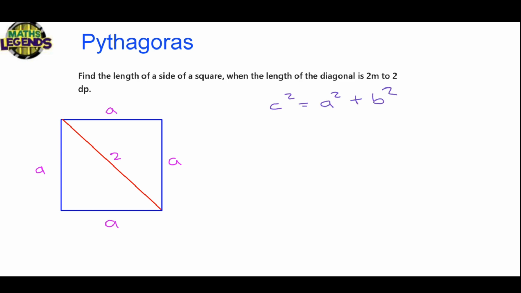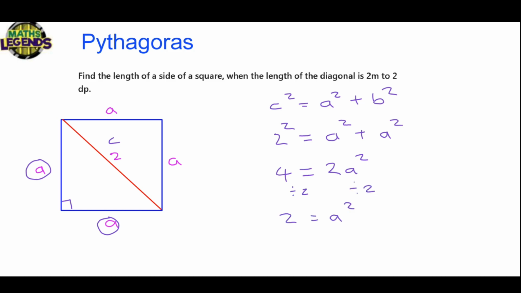plus b squared. Now here, in this case, we know that our a and b, for this right-angle triangle here, are the same. So we can replace this with a squared plus a squared is equal to c squared. Now c is 2, so we can replace that with 2 squared. So we have 4 equals 2a squared. So we simplify, we divide both sides by 2, so we're left with 2 equals a squared. So we square root both sides, and we have a equals square root of 2. So a equals 1.41, and that's 2 decimal places, just like we were asked for in the question.